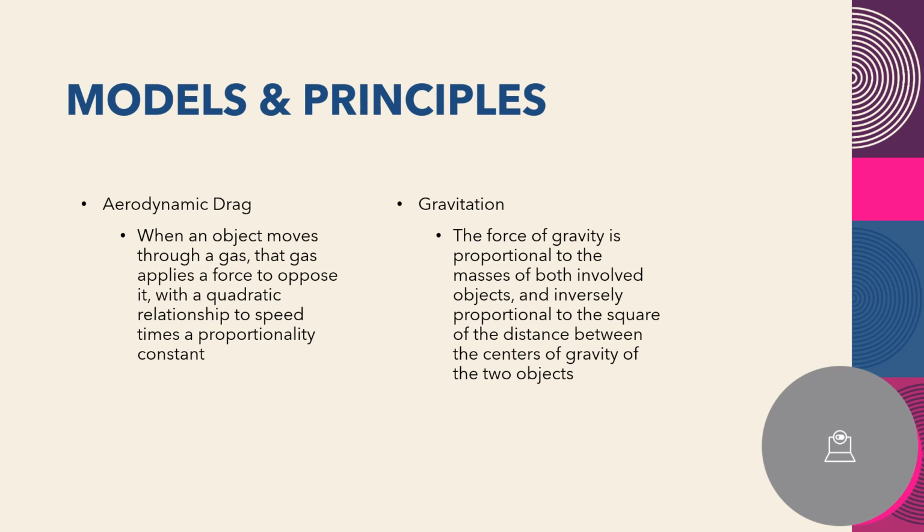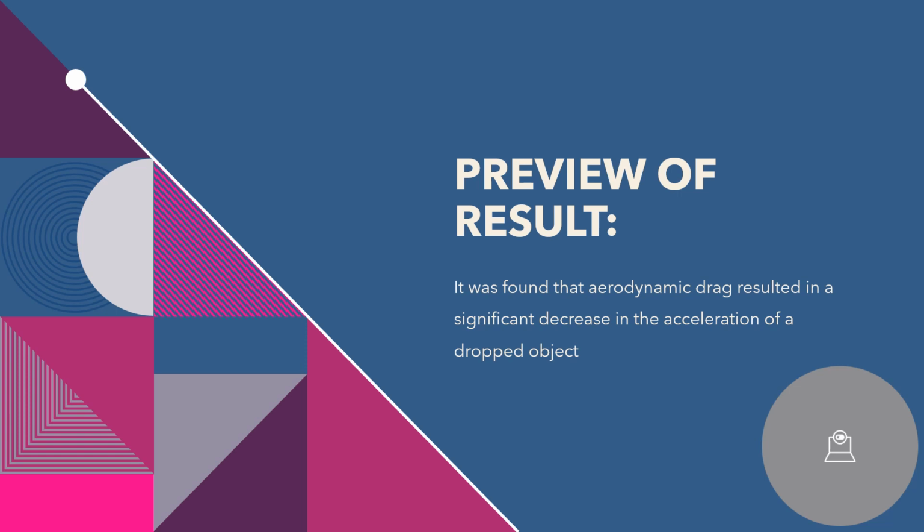These are aerodynamic drag, which is a force which opposes motion with a quadratic relationship to the speed times the proportionality constant, and gravitation, which is based on the mass of both objects and is inversely proportional to the distance between the two objects. So to preview my result, it was found that the aerodynamic drag resulted in a significant decrease in the acceleration of a dropped object.